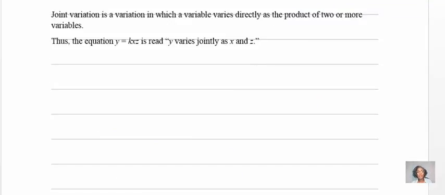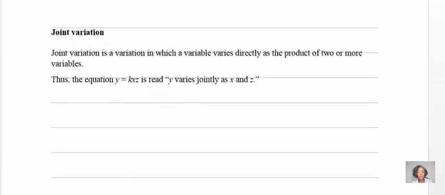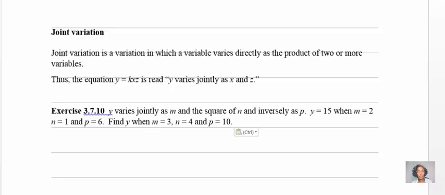The next variation that we're going to look at is joint variation. And joint variation is a variation in which a variable varies directly as the product of two or more variables. So if I have the equation y equals kxz, that translates into English as y varies jointly as x and z. So let's look at an example of this exercise using this joint variation.